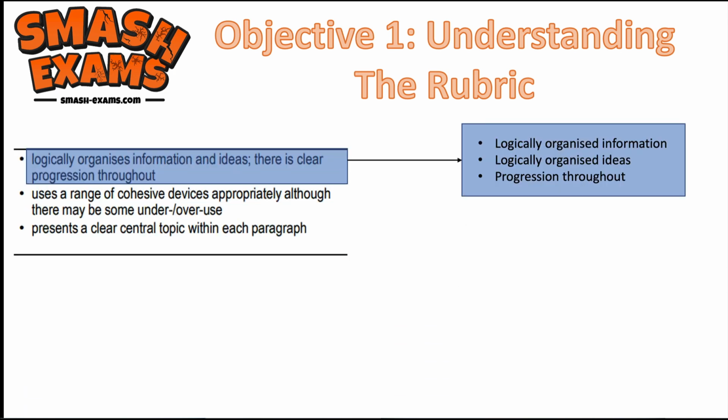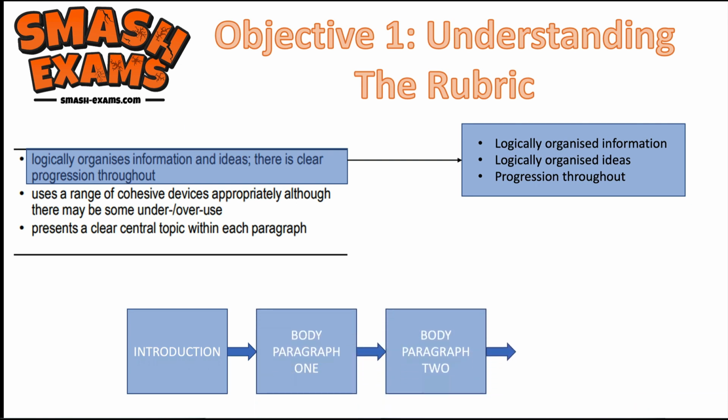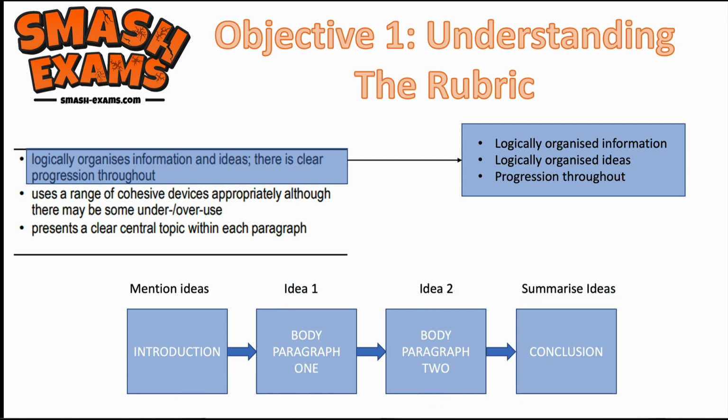Firstly, we need to look at how we can logically organize our information and ideas and show a progression throughout. The best way to do this is to have an introduction, 2 body paragraphs, and a conclusion at the end. In the introduction, you mention your ideas, you give the first idea in body paragraph 1, the second idea in body paragraph 2, and then you summarize the ideas in the conclusion. Now, you may or may not have to give an opinion here.